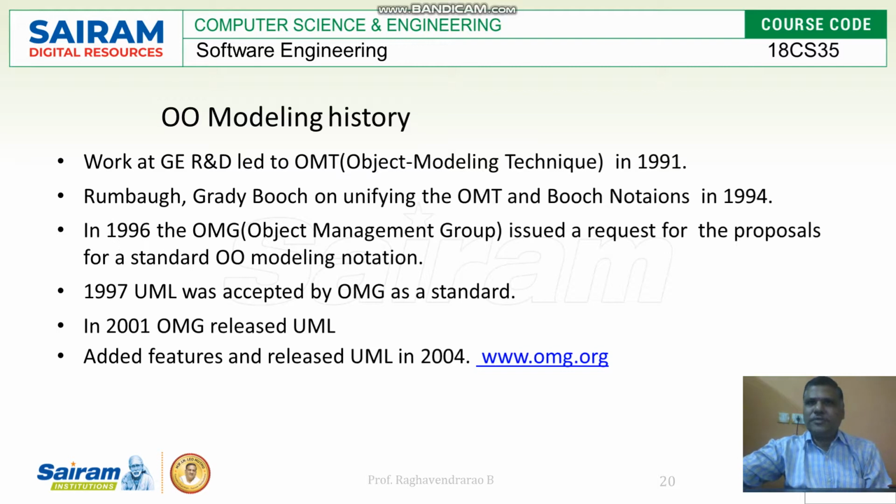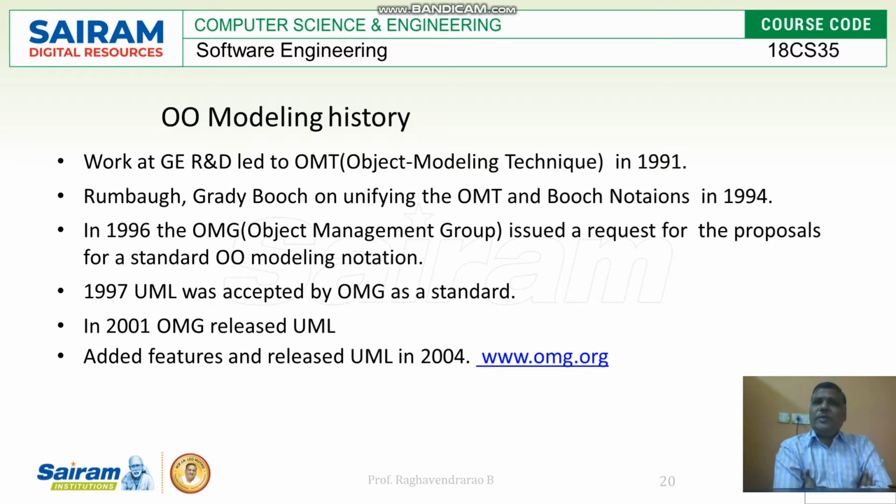The history of object-oriented modeling: the object-oriented modeling technique started in 1991. Rumbaugh and Grady Booch invented this OMT, that is, Object Modeling Technique. Notations were used from 1994. Then a group was created, the OMG, the Object Management Group, in 1996, and the protocols and proposals were sent through the object-oriented modeling notations. The standards were created in that.